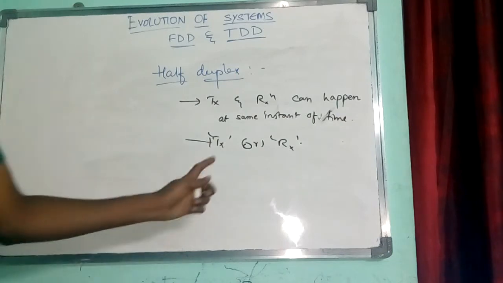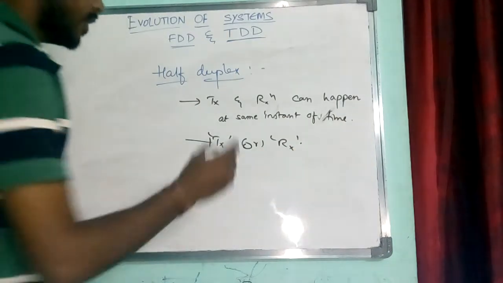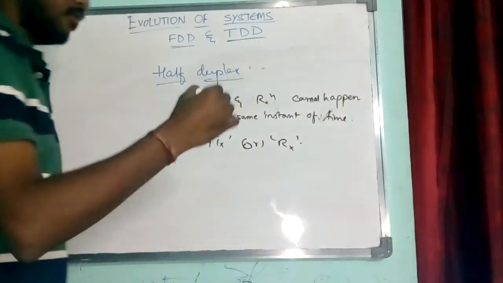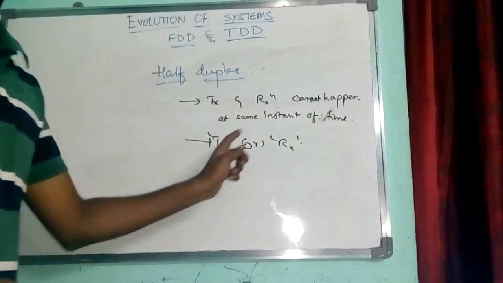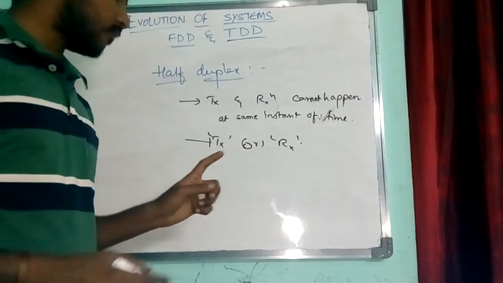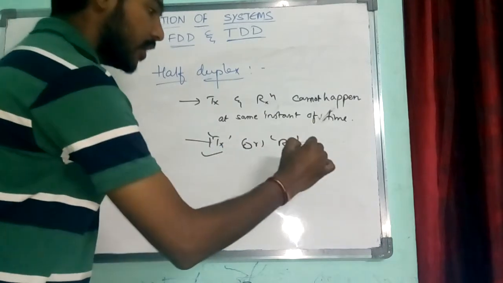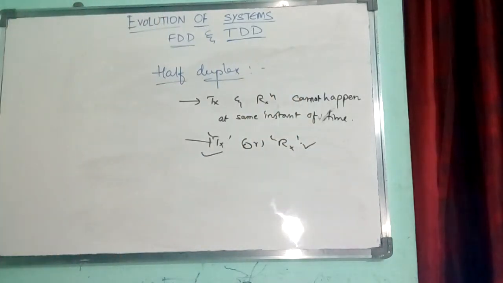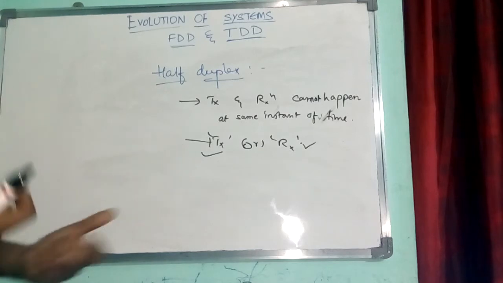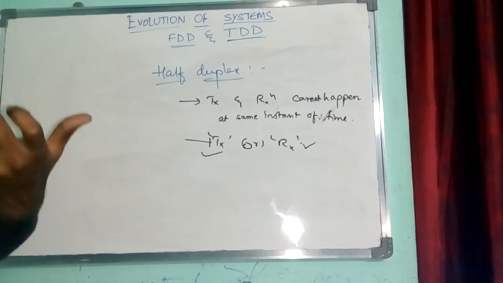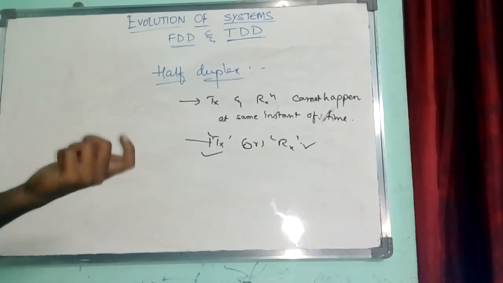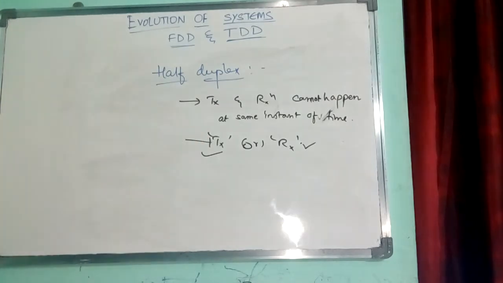Okay, we cannot send and receive at the same instant of time. Transmission cannot happen at the same instant of time. At one instant of time we can transmit or we can receive the signals. This is called a half duplex system. Examples of half duplex systems are police radios and cordless phones of that type.